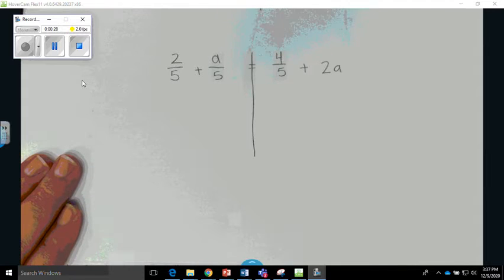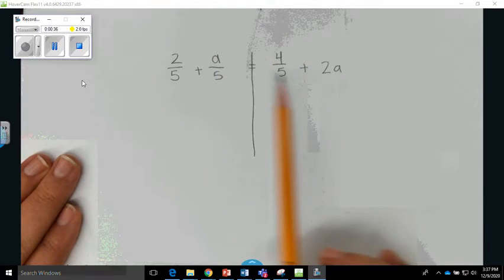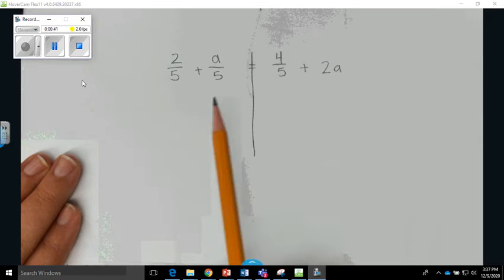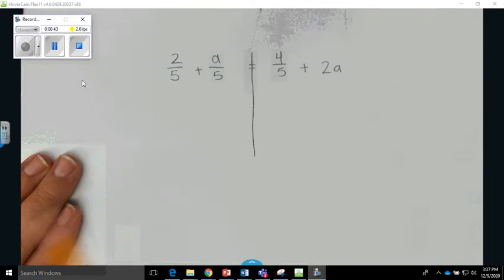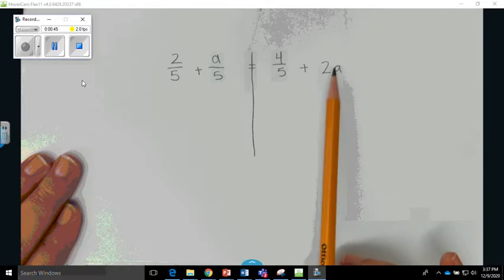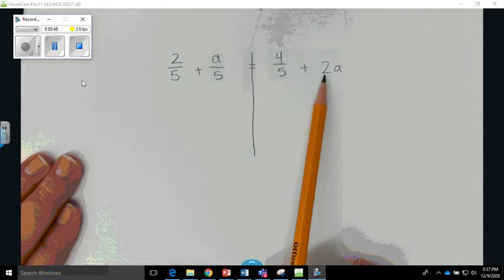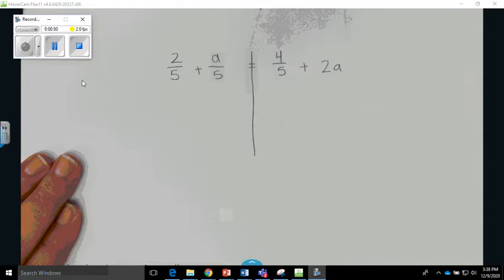So this one kind of looks a little difficult. Typically, the first step that I would do is I want to get all my variables to one side. Now, if I tried to get a over 5 over here, I would have to subtract that. And frankly, I don't know what that would look like if I tried to subtract it from that. Same thing if I tried to put the minus 2a over here. That really wouldn't make much sense. So it would be kind of difficult. So I'm going to show you another way.